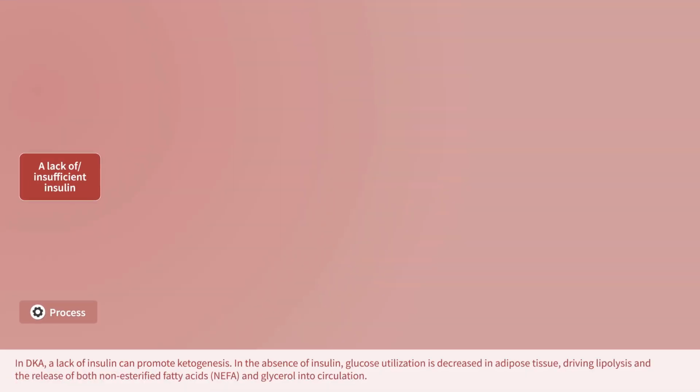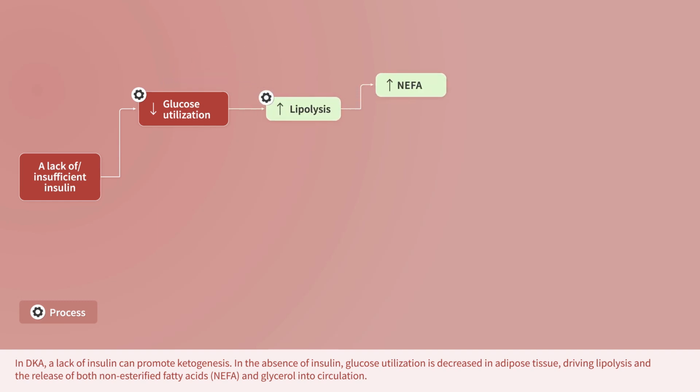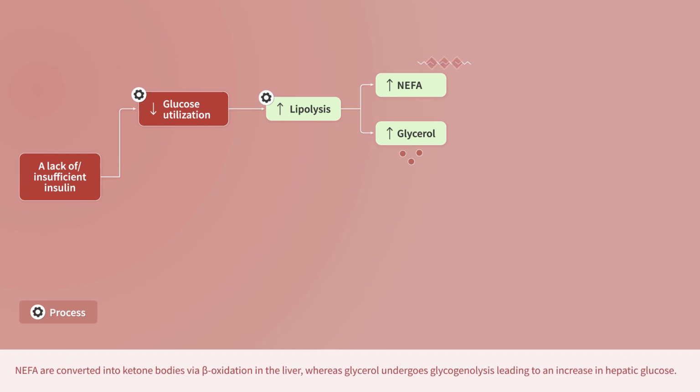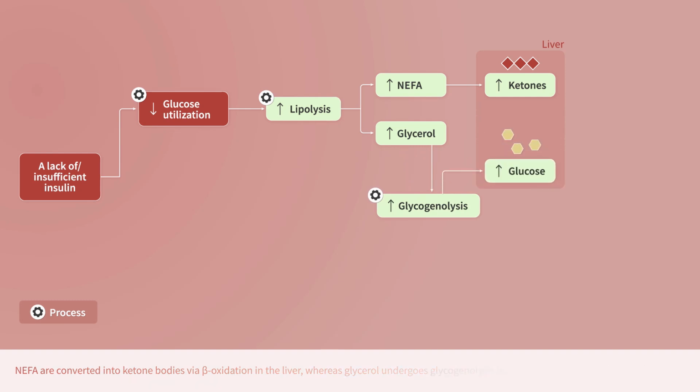In DKA, a lack of insulin can promote ketogenesis. In the absence of insulin, glucose utilization is decreased in adipose tissue, driving lipolysis and the release of both non-esterified fatty acids and glycerol into circulation. Non-esterified fatty acids are converted into ketone bodies via beta oxidation in the liver, whereas glycerol undergoes glycogenolysis, leading to an increase in hepatic glucose.